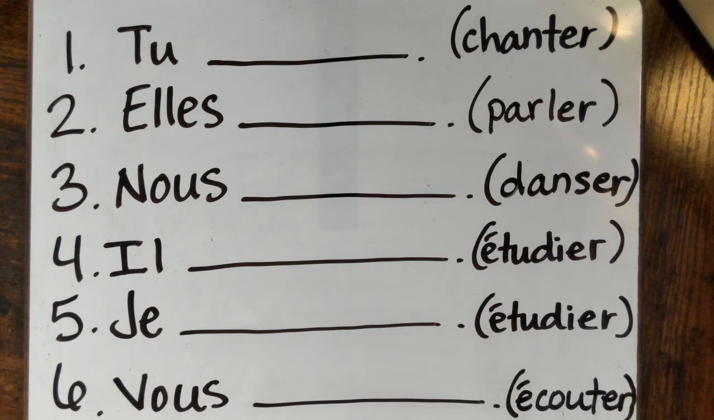Okay, here are some subjects with verbs after the lines. And this time I want you to conjugate all 6 of these verbs so that they match the subject that I provided. So go ahead and pause the video and you can write this out in your notebook and then press play when you're ready to go over the answers.